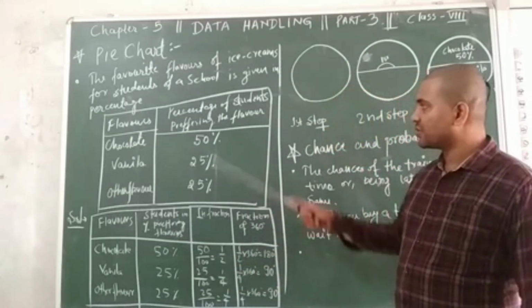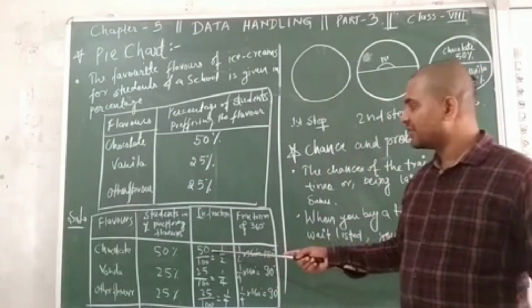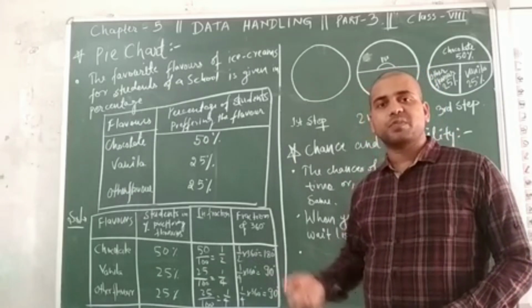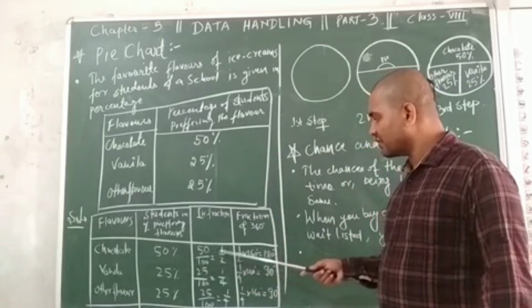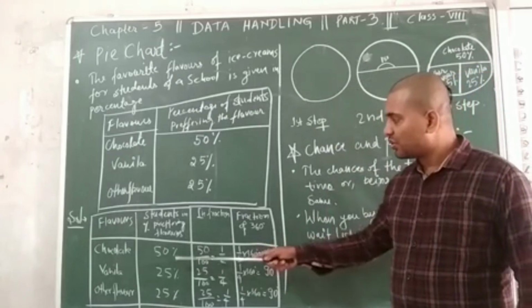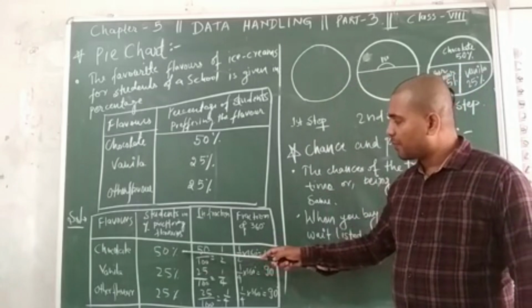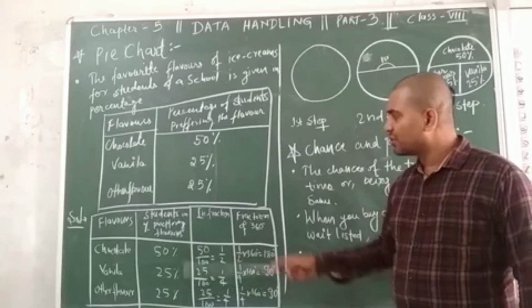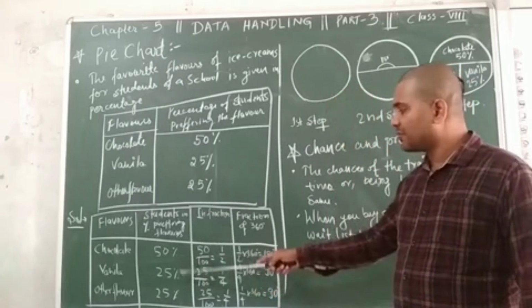If the data is in percentage, in that case also we can convert it into a fraction. 50% means what? Percent means upon 100, into 1 upon 100. So 50 upon 100 means 1 upon 2. And if the data is in digits, that also we can convert into fractions. Suppose it is 5, 2 and 3, so the total is 10. So we convert it as 5 upon 10, and so on.